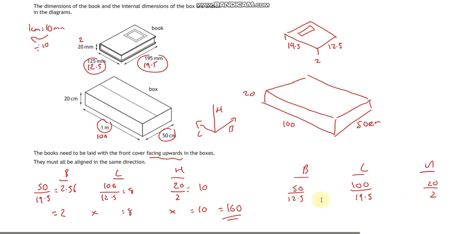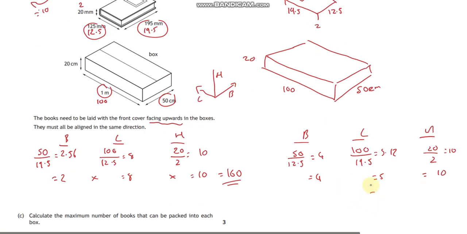So I'll do that same thing again, 50 divided by 12.5. So that's going to come out as 4. And again, you would round down if you don't get a nice number. 100 divided by 19.5, that's going to come out as 5.12. So that's going to be 5, and that still comes out as 10. And then I multiply them together. So 5 times 4 is 20, times 10 is 200. So this way is the best way, and 200 will be your final answer.